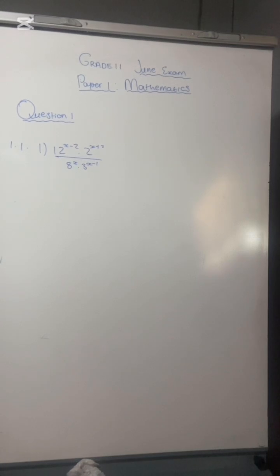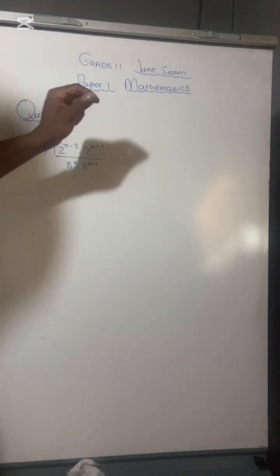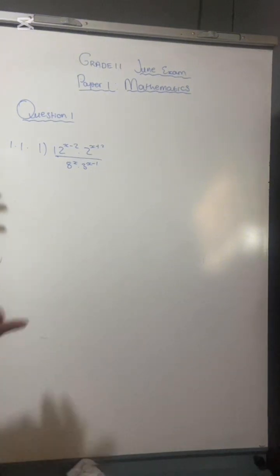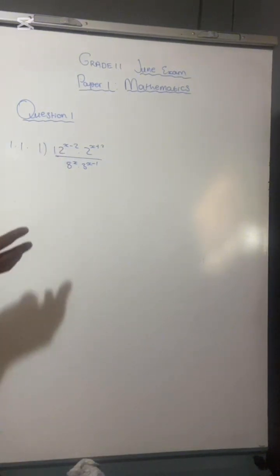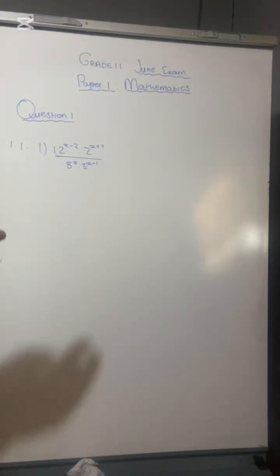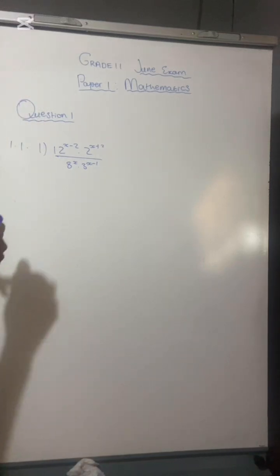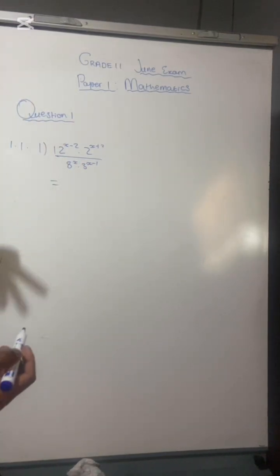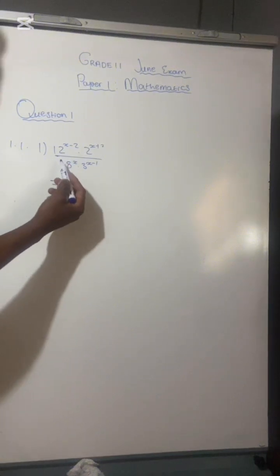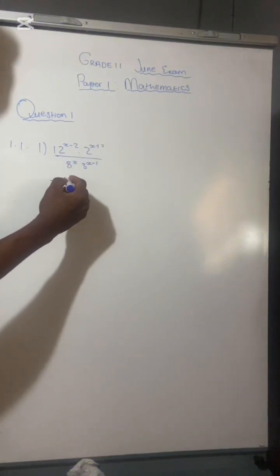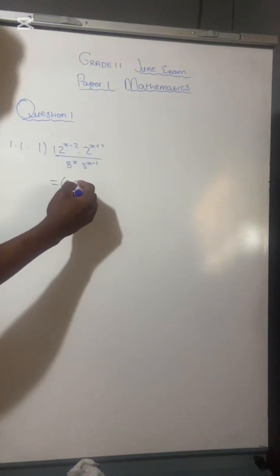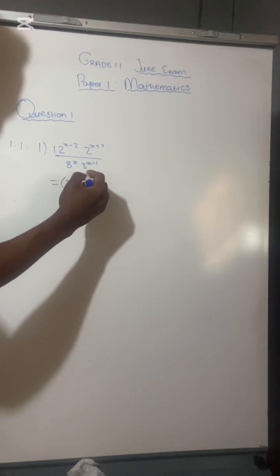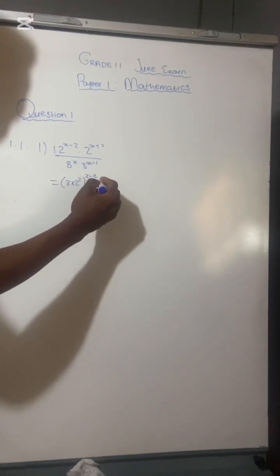We're just going to answer this question paper, which is for June exam paper 1. The first question says we must determine the following without using the calculator. Remember that we are going to break all the numbers into prime factors. We start with 12, which is 3 multiplied by 2 to the power of 2. Outside we have x minus 2.